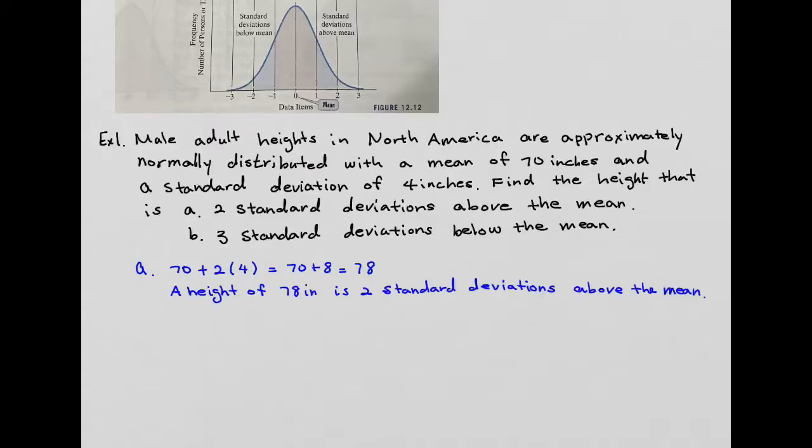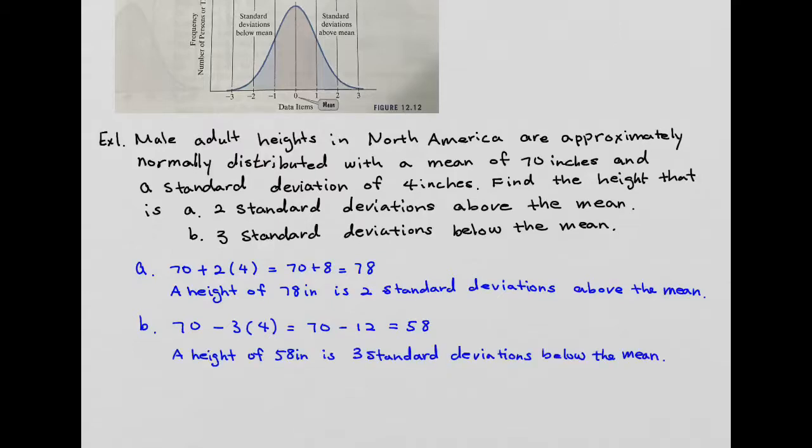That means if we want to find B, 3 standard deviations below the mean, we're going to do the mean minus 3 times the standard deviation. Below means you're going to subtract. So then you get 70 minus 12, which is going to be 58. So we'll say the height of 58 inches is 3 standard deviations below the mean.